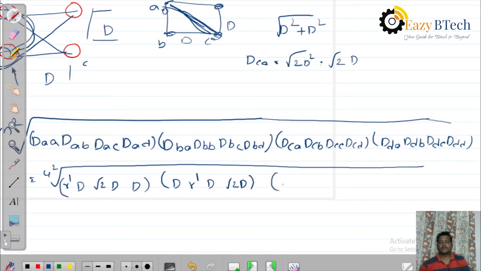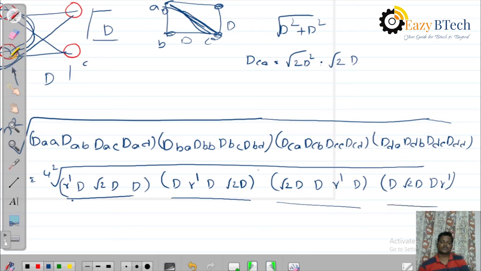Now, C to A is root 2 into D, C to B is D, C to C is r dash, and C to D is D. Next, D to A distance is D, D to B distance is root 2 into D, D to C distance is D, D to D distance is r dash. In total, how many distances? 4 plus 4 plus 4 plus 4, total 16. 4 square gives 16.